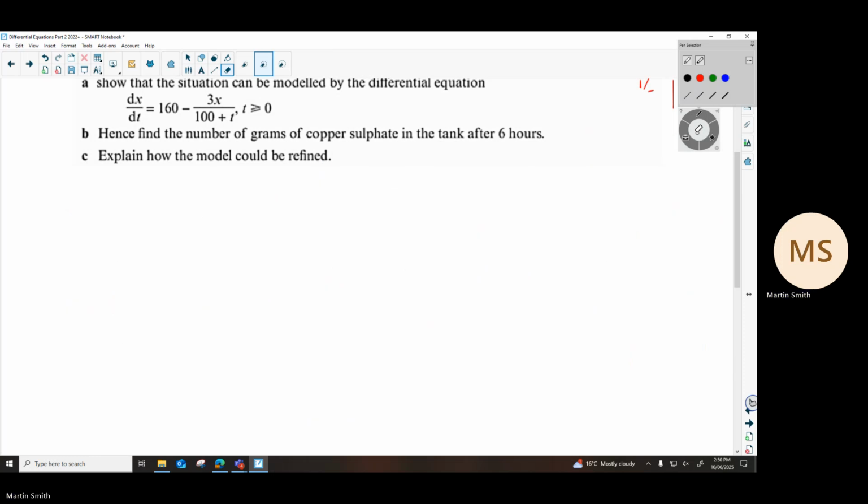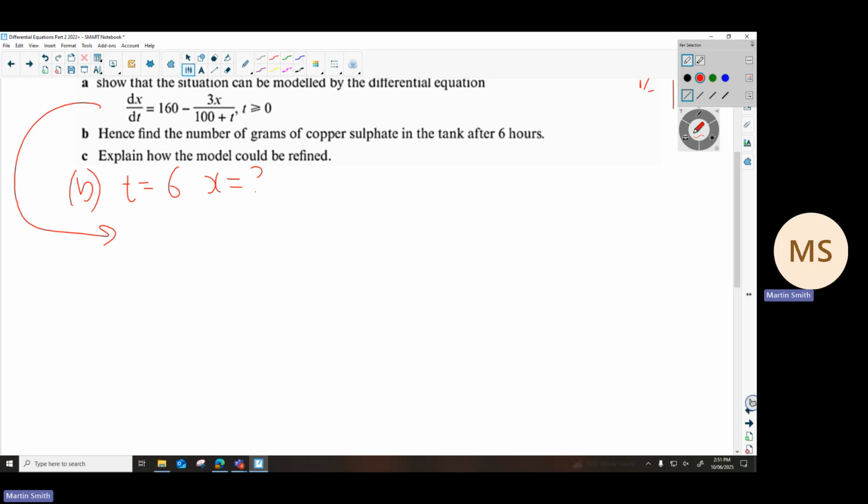Okay. So part B says, hence find the number of grams of copper sulfate in the tank after 6 hours. So this is the same as saying when T is 6, what is X? To do that, you would need to find an equation linking X and T. And this differential equation, if we solve it, will give an equation linking X and T.